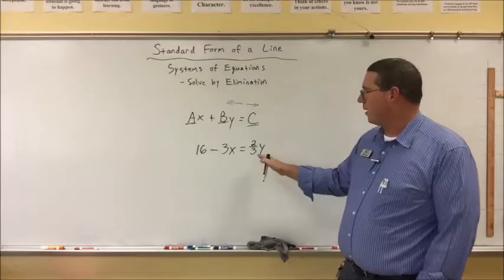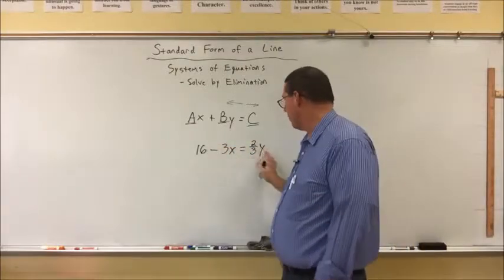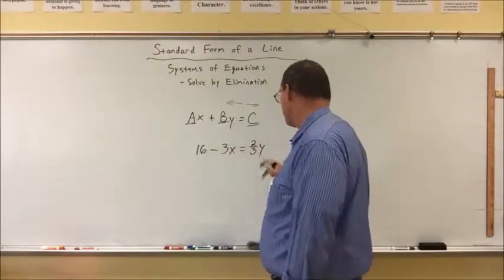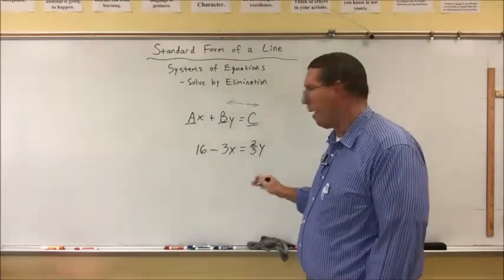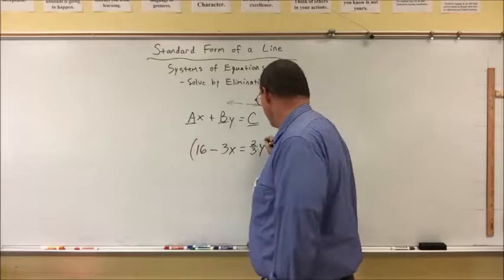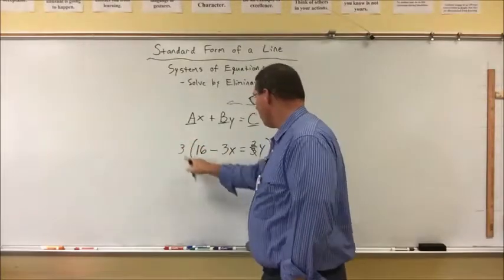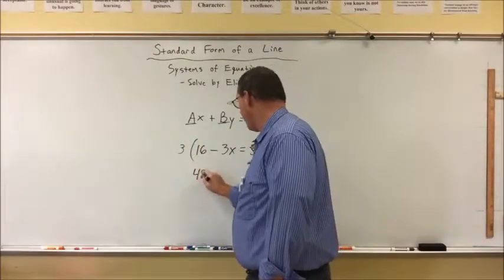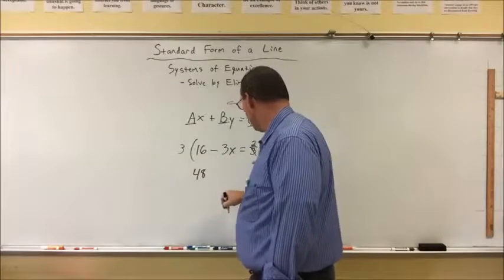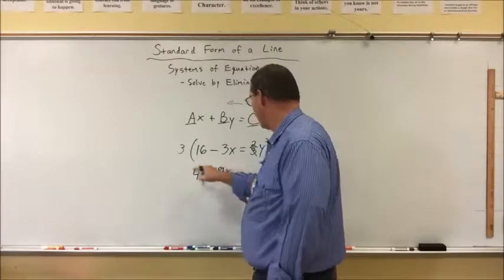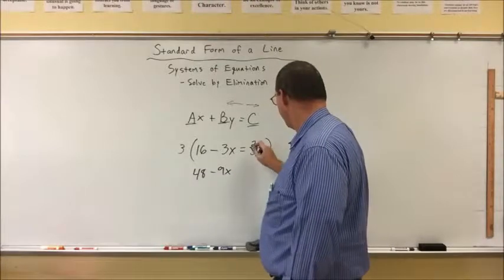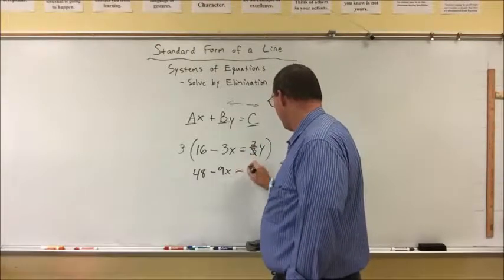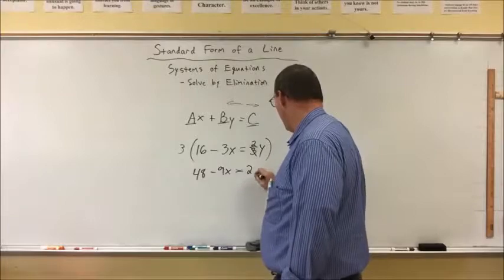And so we've got a fraction here. We've got to put the y over on the left side, and we've got to put this constant over on the right side. Well, to get rid of this fraction, we'll multiply through by 3, the denominator. Let's multiply everything by 3. So 3 times 16 is 48. 3 times negative 3x is negative 9x. 3 times the 2/3 y is going to cancel the denominator, bring down the equal sign, bring down the 2 and the y. Okay?